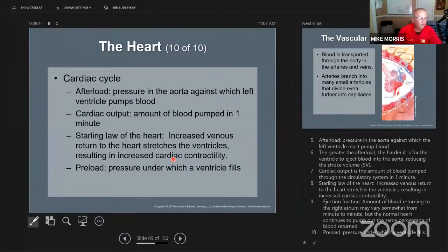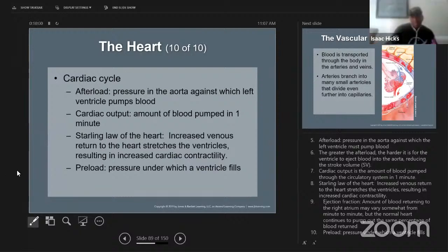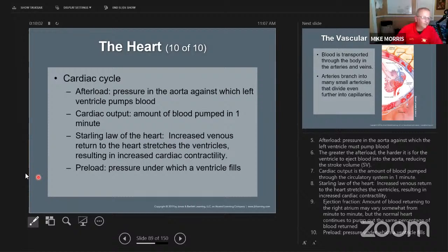Right. And so when you think Frank Starling, what do you think of? If I say Frank Starling, give me the first word that comes to your mind. Would that be increase in size in the left ventricle? Yes. And it would be preload, right? That's exactly what it is. We're stretching out that left ventricle, and it's the pressure under which that ventricle fills. And there are times when we need to increase preload.